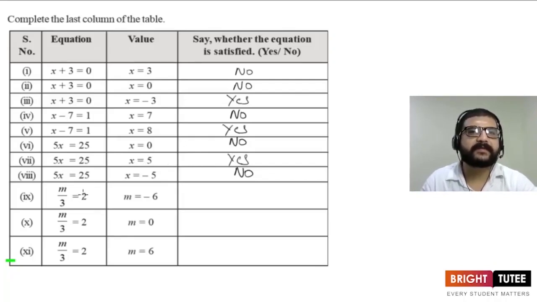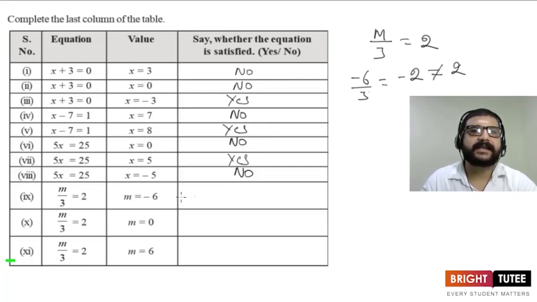So here we have m upon 3 is equal to 2 and the value of m is given as minus 6. Let's check for this. m upon 3 is equal to 2 and the value of m is minus 6. Let's put it here. We will get minus 6 divided by 3 is equal to minus 2, and we know minus 2 is not equal to 2. Hence the equation is not satisfied. Let's write it here, no.